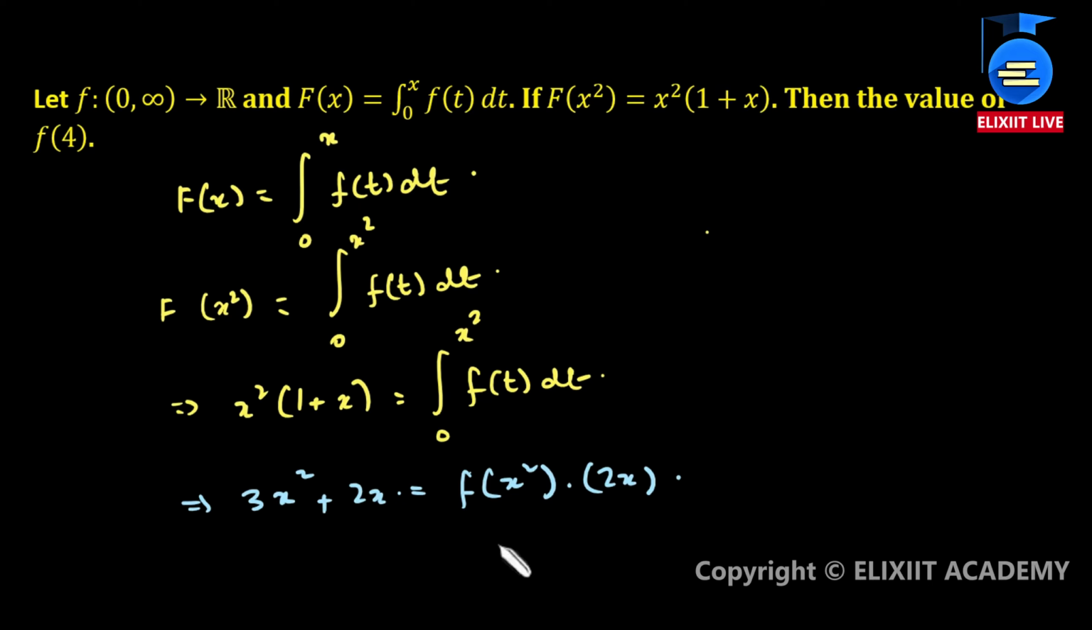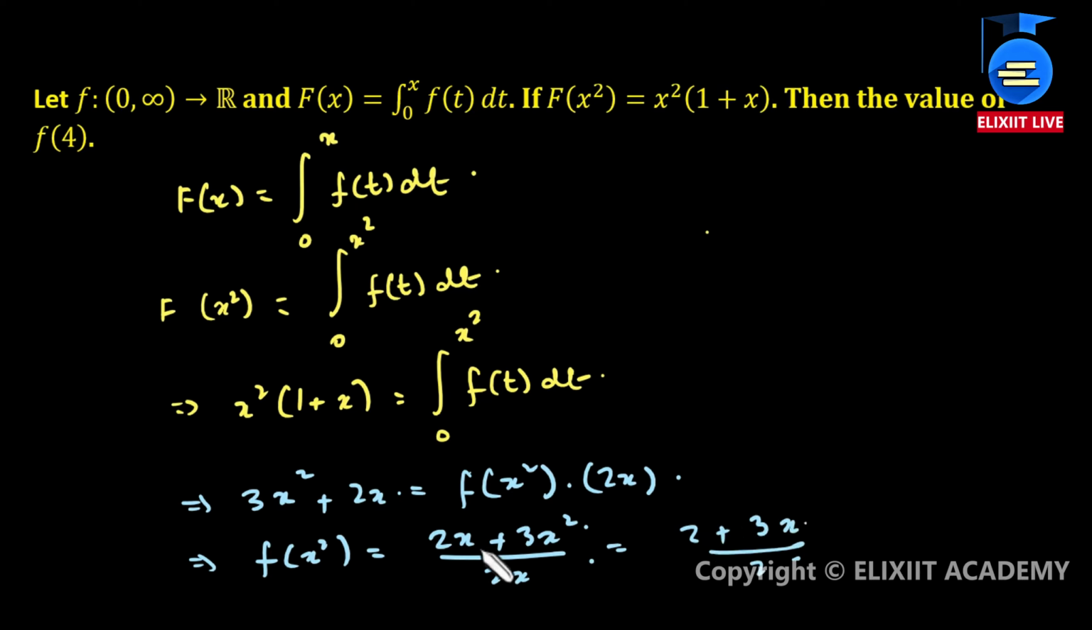So we need f of 4 in this case. So we can solve for f of x square. If we solve for f of x square from here, f of x square will be 2x plus 3x square divided by 2x. We can take one x common and then simplify. So we have 2 plus 3x divided by 2. The x cancels out if you take one x common. So this is your f of x square.